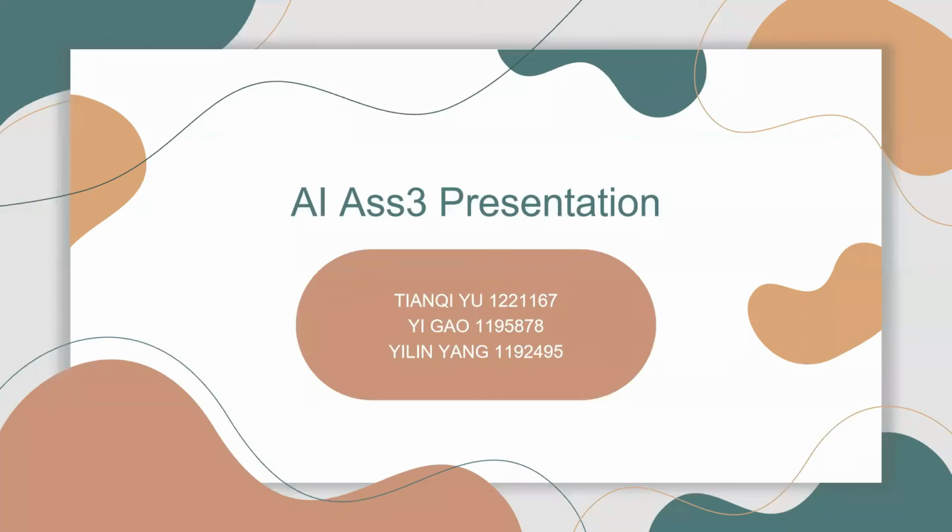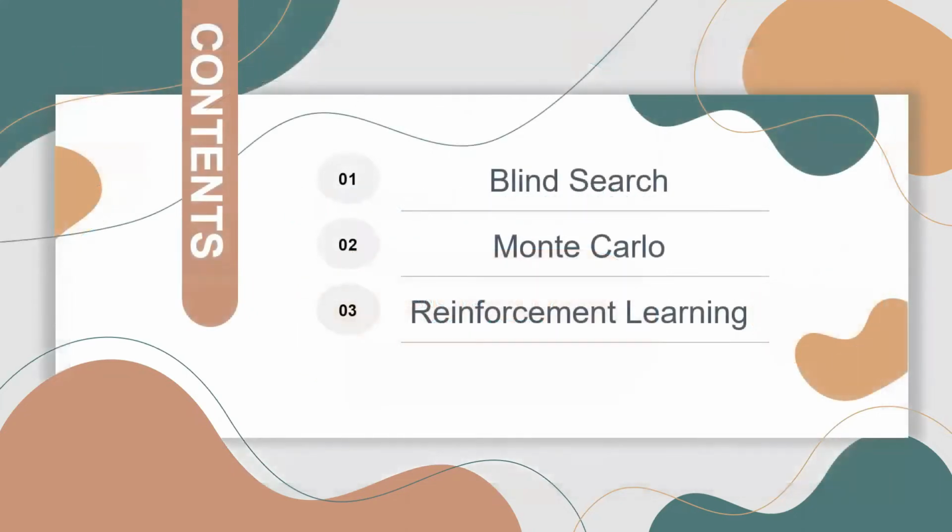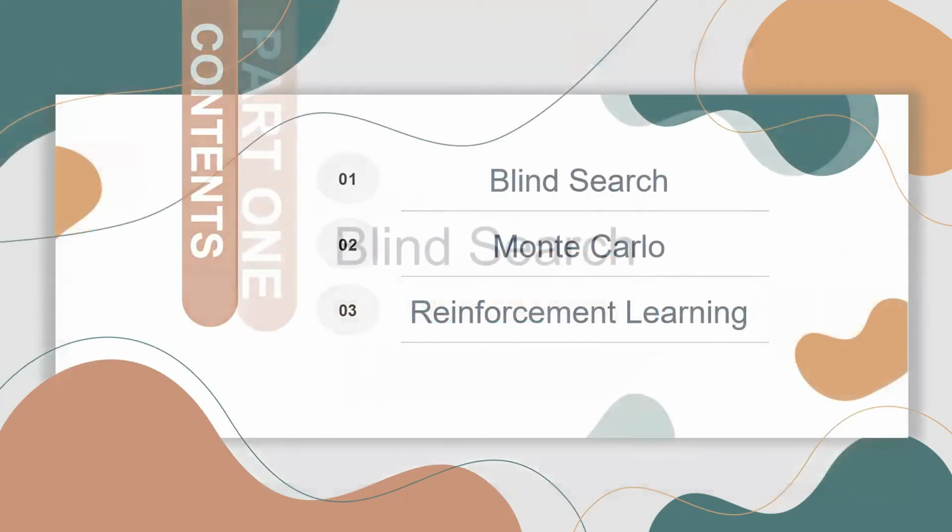Hello everyone, this is the presentation of Team Java Strong Remove Python. In this presentation, we will introduce three different agents used in our silo.